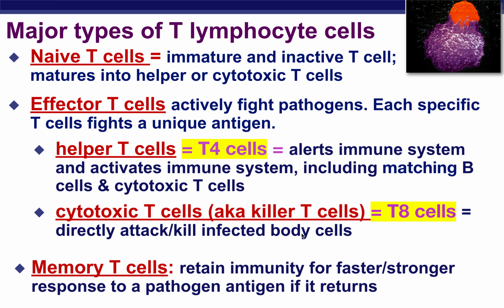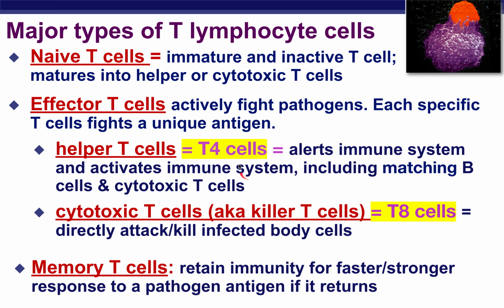All right, so we have helper T cells. Helper T cells are involved in alerting your immune system, and they're also going to be really huge in activating your immune system. Your B cells and cytotoxic T cells are actually engaged, promoted, and activated by helper cells. Then we have the big players, our assassins, the cytotoxic T cells, also known as killer T cells, and those directly attack or kill infected body cells.